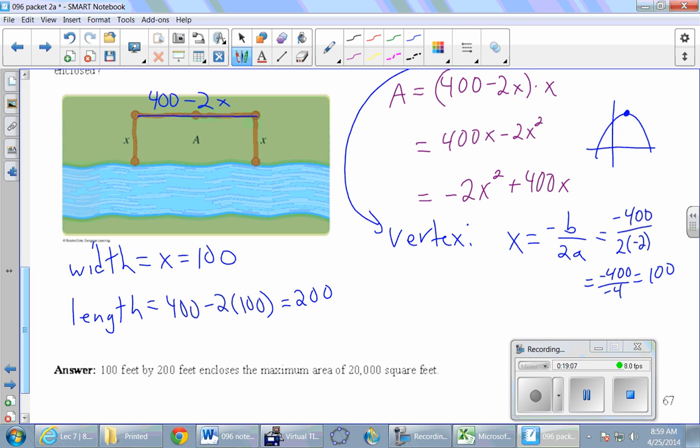And then the last piece of this problem is to find the area of that rectangle. Now we have two choices. There's an easy way because you already know the length and the width. What do I do with 100 and 200? Multiply them. So we're just doing length times width, 100 times 200, 20,000. Square feet.